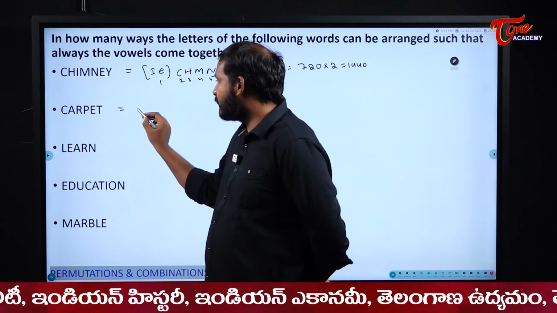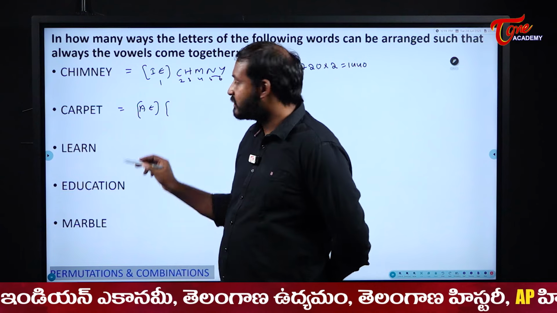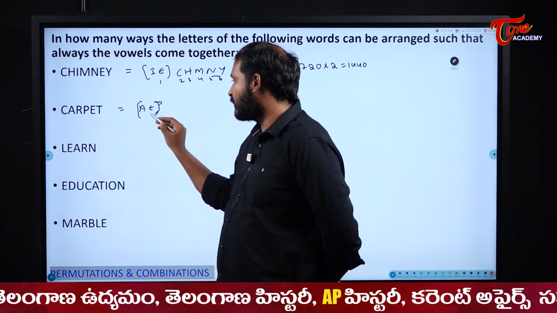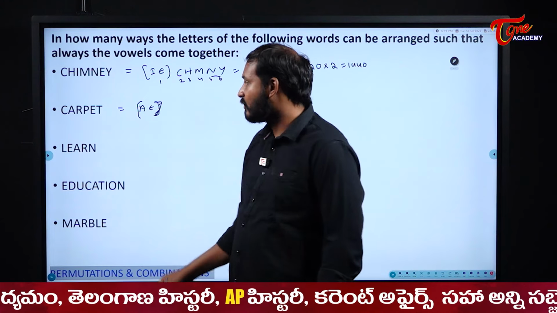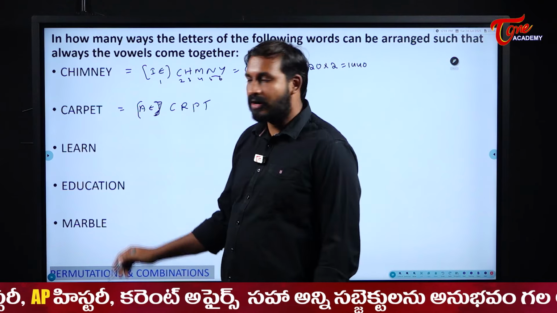Next, carpet. What are the vowels I have here? A and E. And then next, consonants. We will not group the consonants. Why? Because just vowels should come together. They are not speaking about the consonants. So consonants are what? C, R, P, T.